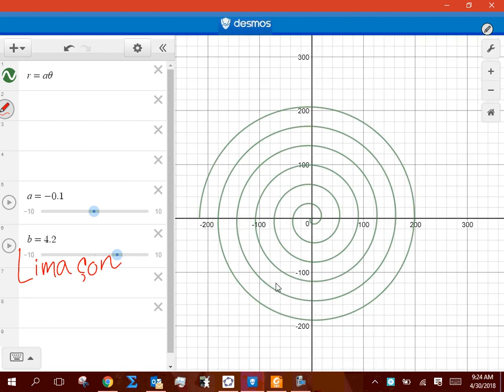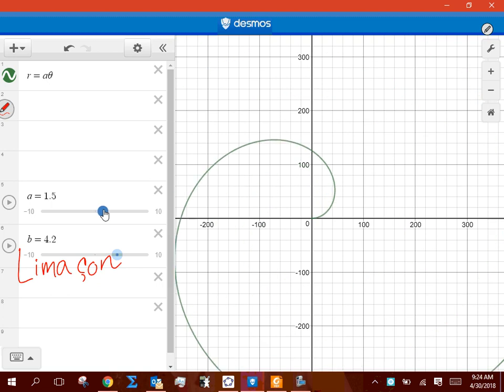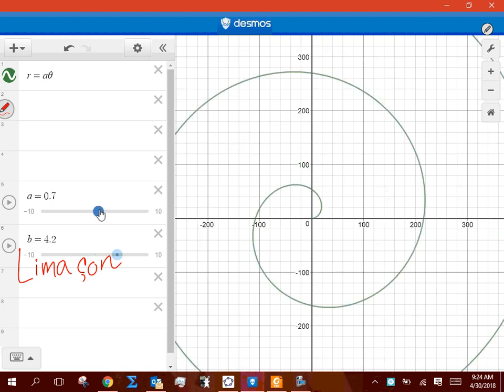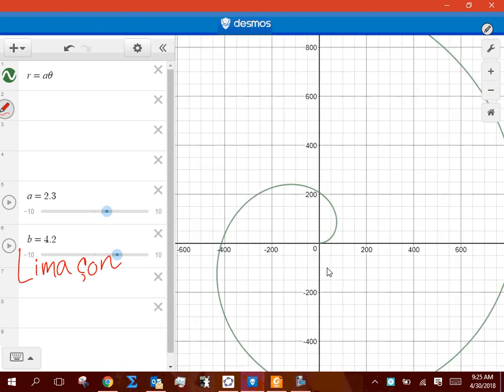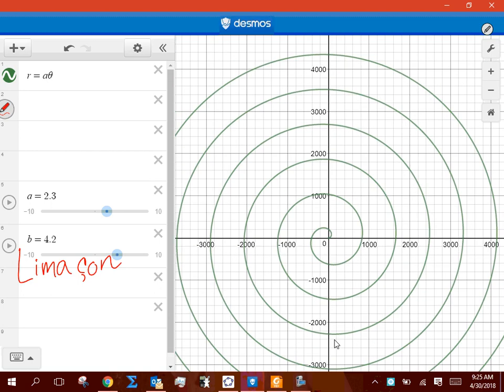Okay. Archimedes spiral. Now I got a very small negative value here for A. But as I change that A, you start to see that spiral just kind of gets... It kind of makes sense? All right.